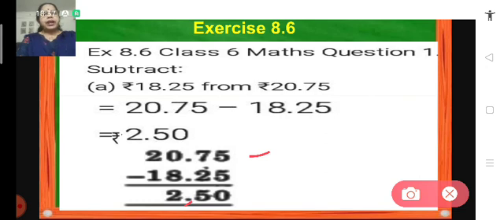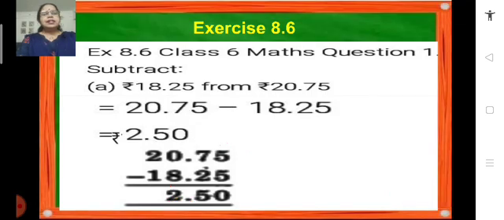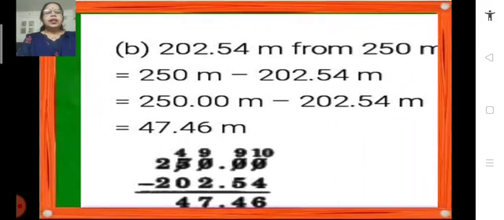Now we start subtracting from the extreme right. 5 minus 5 becomes 0. Then we move on to tenths place. 7 minus 2 becomes 5. Then we put the decimal point, move on to ones place. In ones place we have 0, so we borrow 1 from tens. So it becomes 10, and 10 minus 8 becomes 2. And here nothing is left because 1 we have borrowed from tens. So 1 minus 1 becomes 0. So what is the answer that we get? It is 2.50.